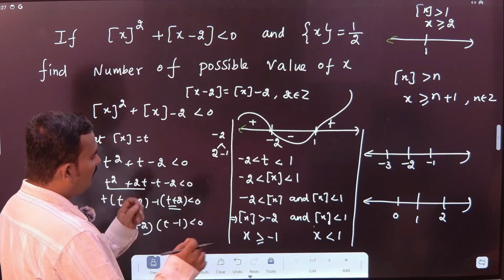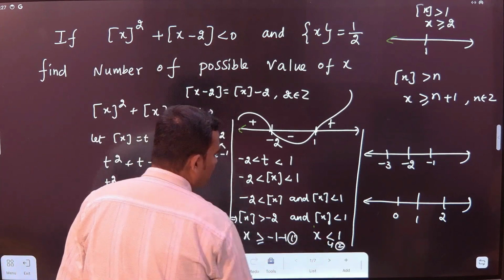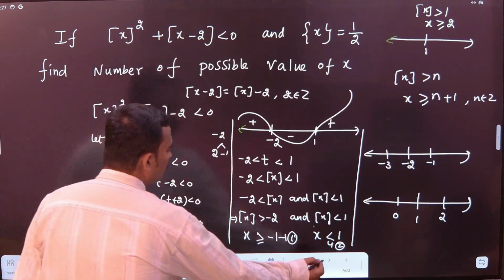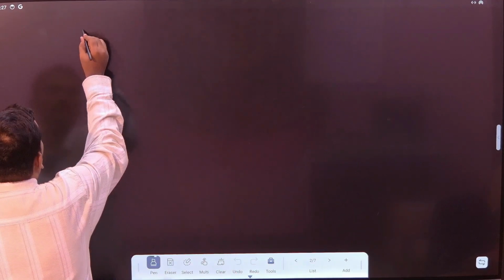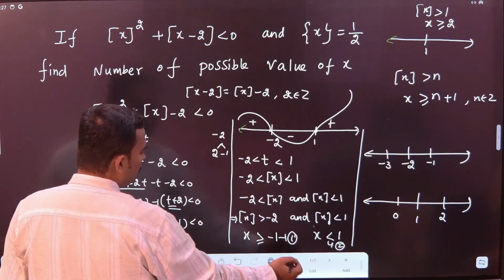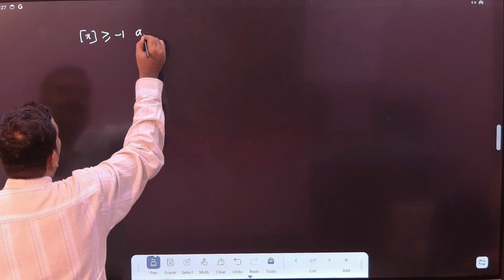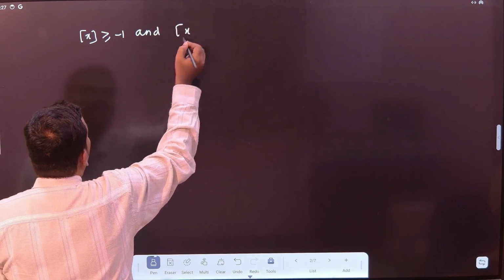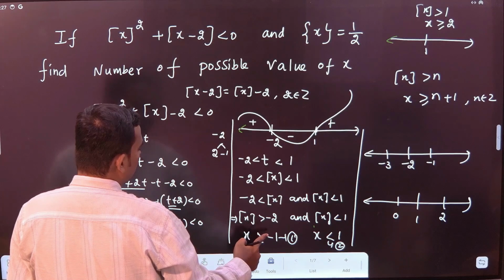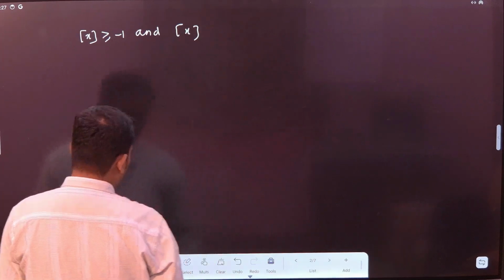Now, you combine these, let's take this is 1, this is 2, right? You can take the intersection of these two. Let us take another page. You can see the greatest integer function, first one is what? Greatest integer function greater than or equal to minus 1. Sorry, x is greater than or equal to minus 1, x is less than 1, right?